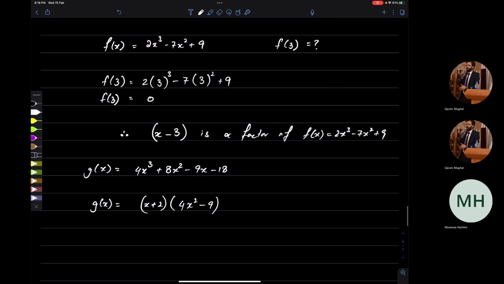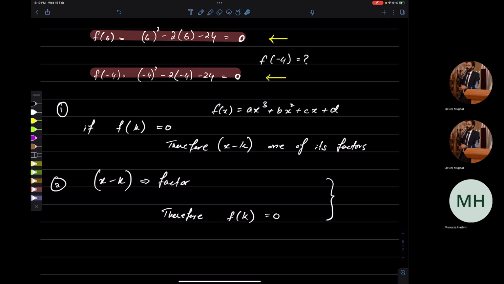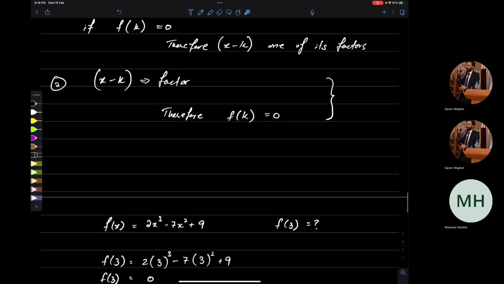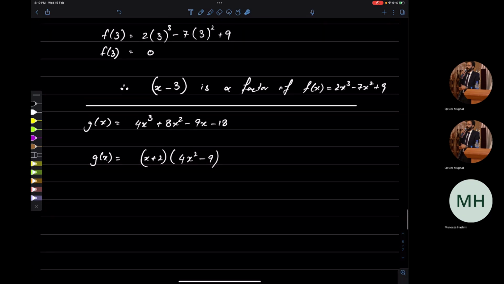The first example I gave you, this one up here, is of the first perspective, that we plugged in a number and it gave me 0. From there, I deduced that that number, changed the sign, put it with the x, is a factor of the polynomial. Now, I have given you the factors from here. I'm going to tell you a number which is going to give me 0. So, what number is going to give me 0 for this polynomial?